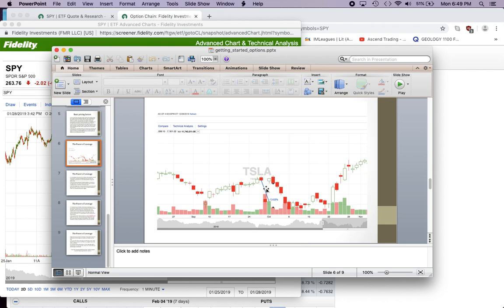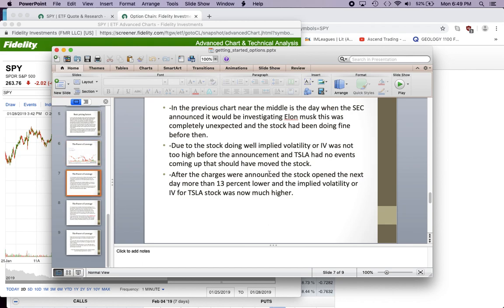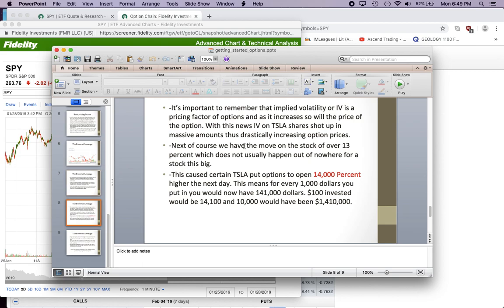So crazy amounts of money. You could have gotten rich overnight. Now, of course, no one could have predicted that. Some people just got lucky. But that's just how leveraged these things really are. This is just talking about what happened with that play.